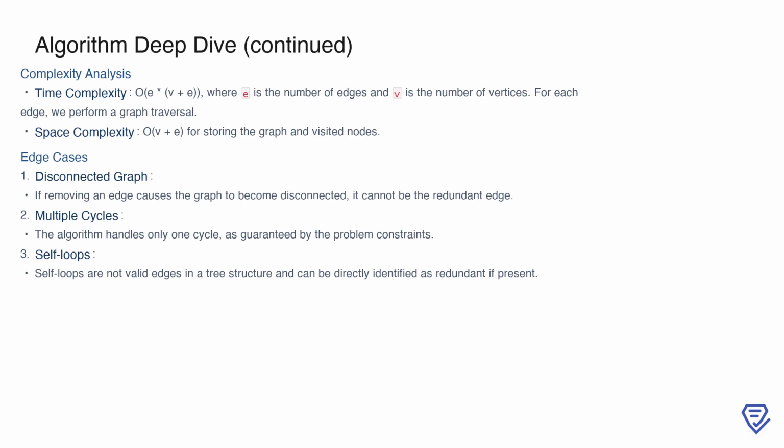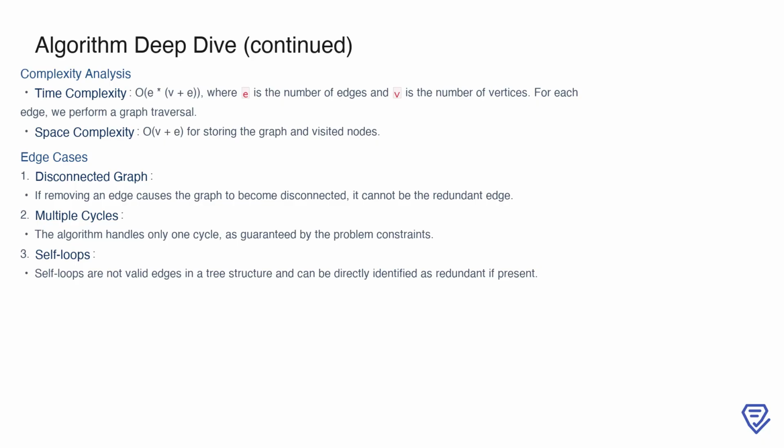The time complexity is O(E * (V + E)), as for each edge we remove, we perform a graph traversal. The space complexity is O(V + E), which accounts for storing the graph and the visited nodes during traversal. There are also several edge cases to consider.